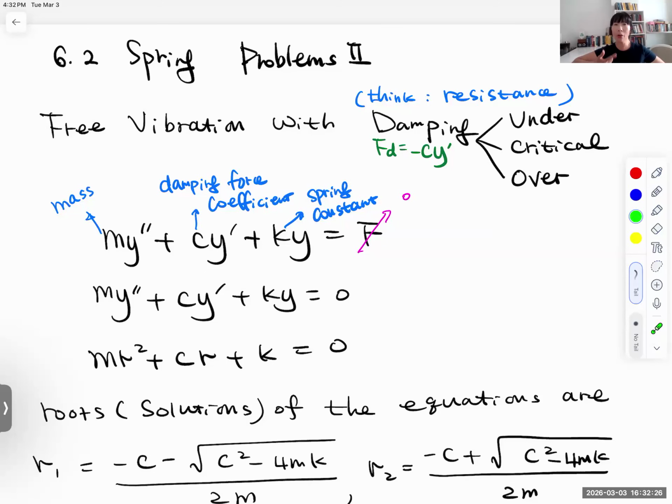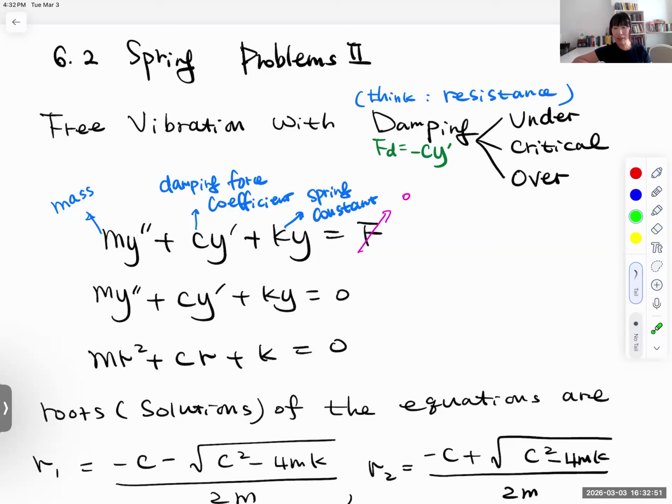Everyone. Today we are going to learn 6.2 spring problems, second part. Okay, so it continues from last section, spring problems, first part. So here we have free vibration with the damping.